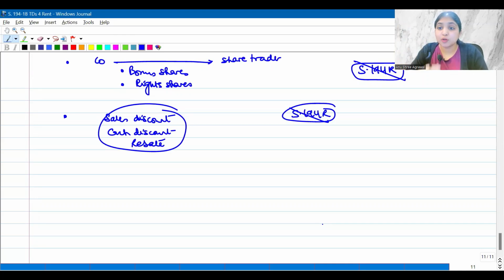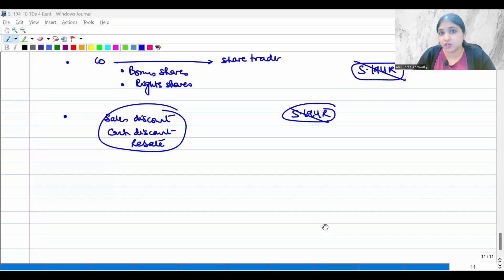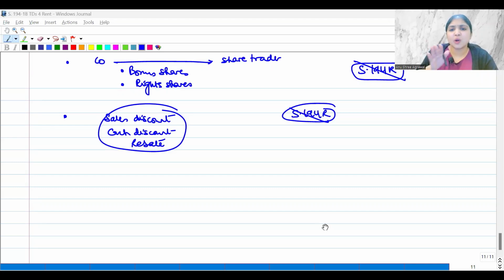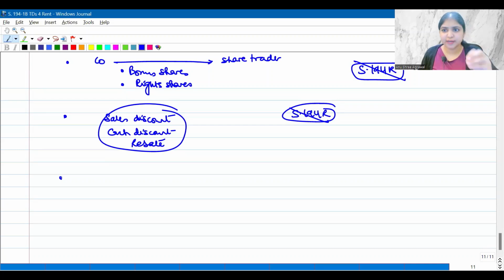You sell so many notebooks, I'll give you a free travel ticket. All these kinds of benefits come under section 194R. Bonus shares and rights shares will not come under 194R. Sales discount, cash discount, rebate, even these will not come under section 194R. Now listen to one last point under section 194R.